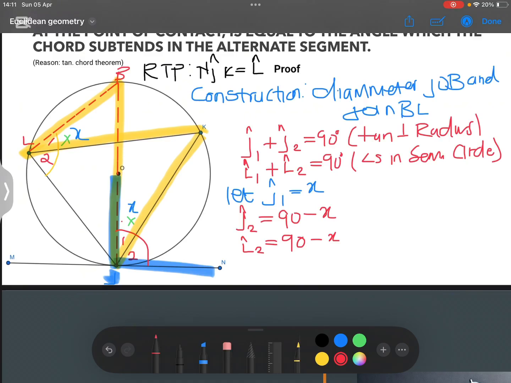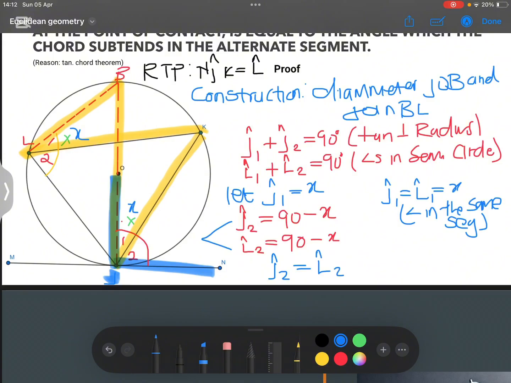Because, why? We said previously, let me highlight it, we said J1 is equal to L1, and that is equal to X. What is the reason? The reason will be angles in the same segment. Right. So now if we look at this, we'll see that J2 and L2 are equal. So angle J2 is equal to angle L2, right?